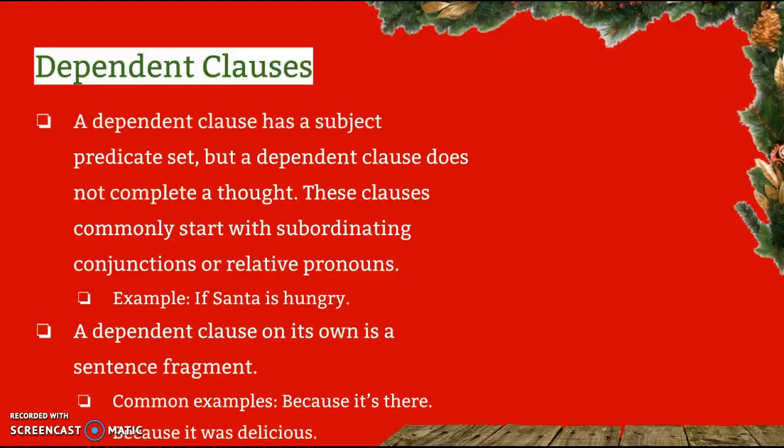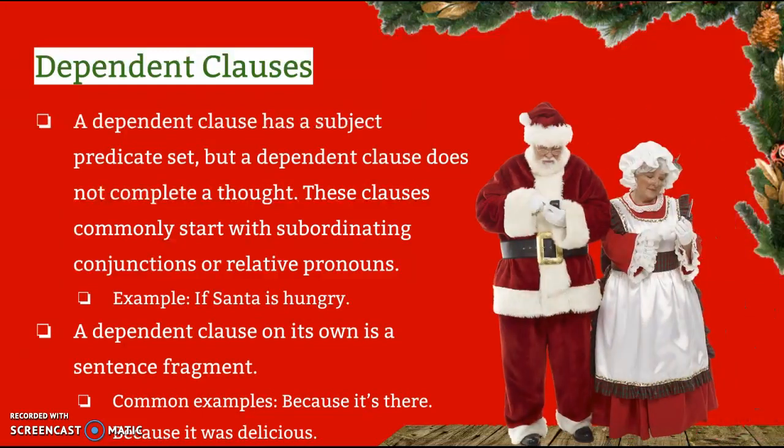A dependent clause has a subject-predicate set, but a dependent clause does not complete a thought. These clauses commonly start with subordinating conjunctions or relative pronouns. So we can see in our example that we have the subject-predicate set, Santa is, but it does not complete a thought, as it never answers what will happen if Santa is hungry. A dependent clause on its own is a sentence fragment. So a couple common examples are because it's there and because it was delicious.